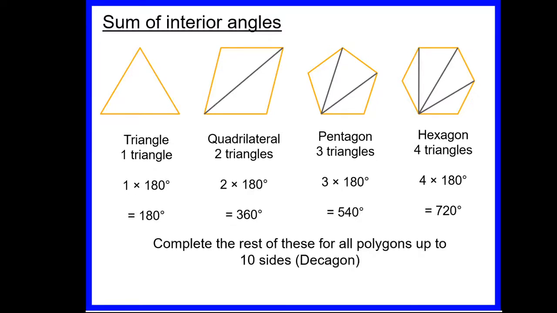So pause the video now, have a go at completing the rest of the polygons up to 10 sides. So work out how many triangles you can split the shape into and multiply that by 180 to get your total.